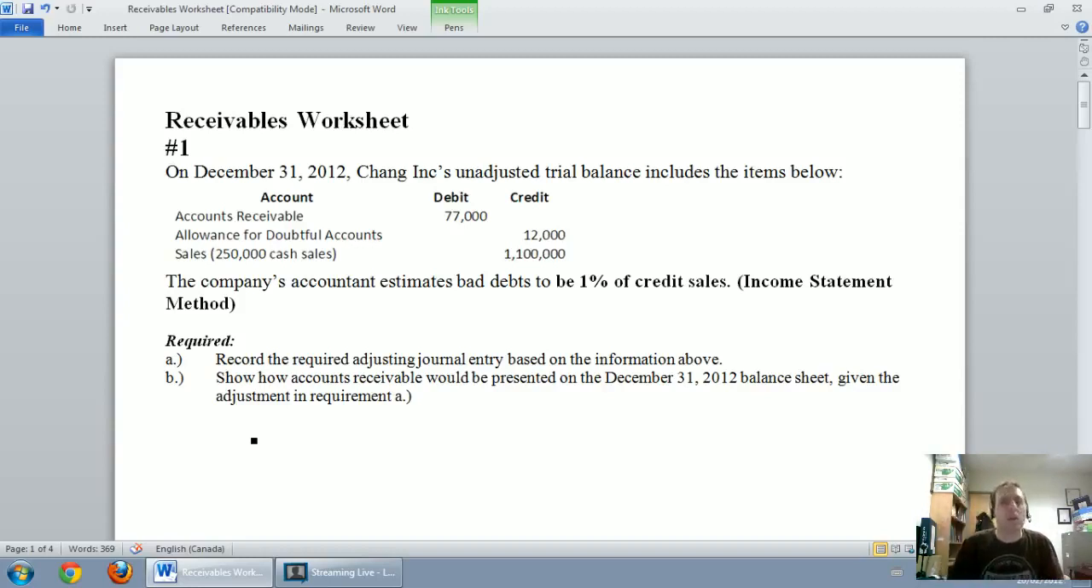In the next video, we're going to learn the balance sheet method, also called the aging of receivables method, to do the same thing, to estimate our bad debt expense, and this new account we're going to introduce called the allowance for doubtful accounts. So let's walk through this example, and I think it'll become a little bit clearer as we go. I hope so anyway.